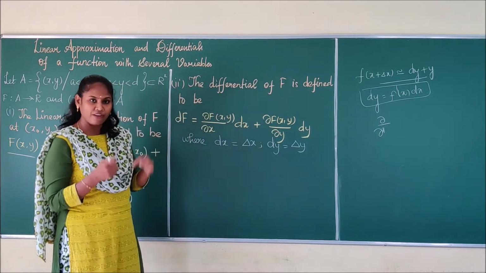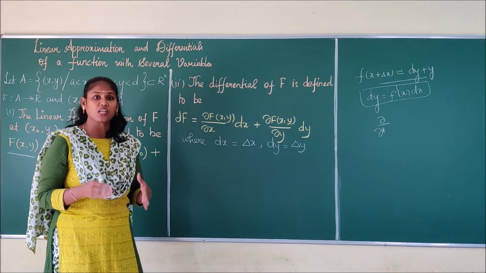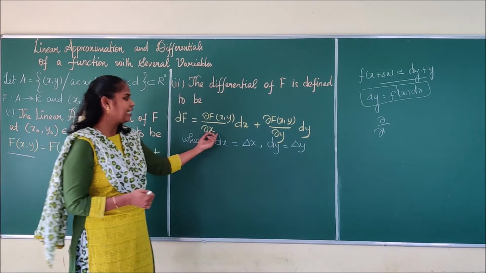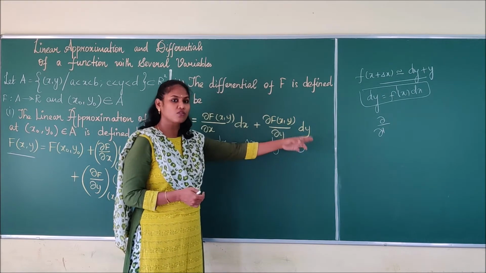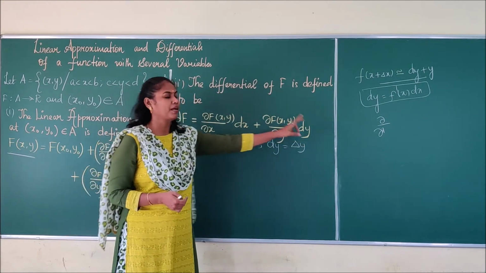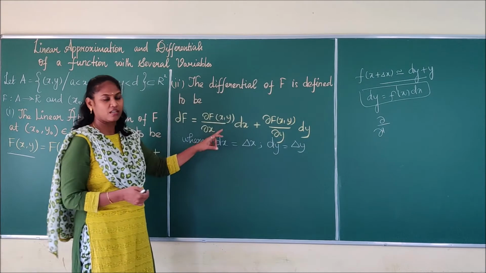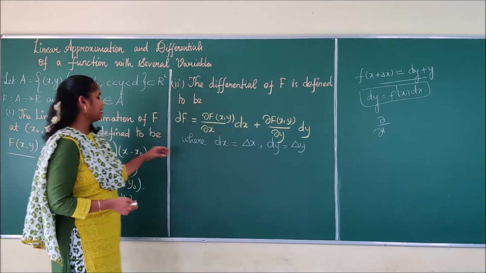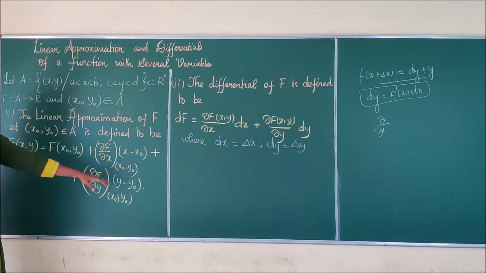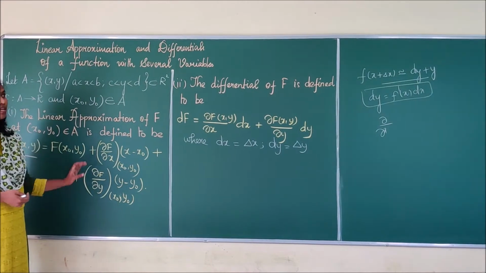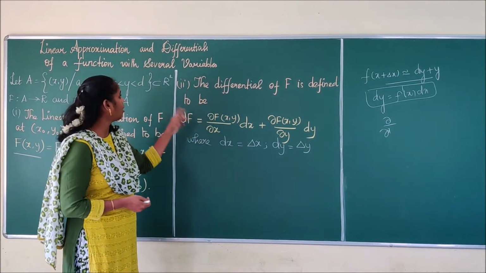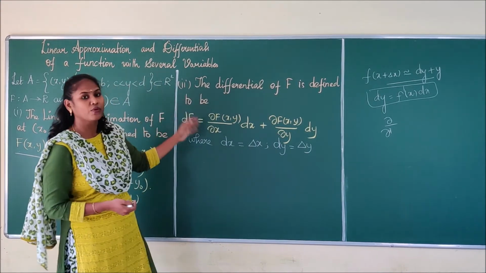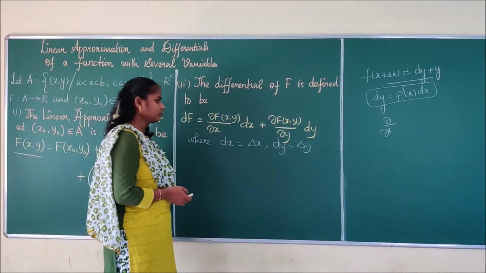So I have to differentiate the given function partially with respect to x into dx plus partially with respect to y into dy. And this is nothing but the differential of a function with several variables. And this is the formula for linear approximation of a function with several variables. And this is the formula for differential of a function with several variables.